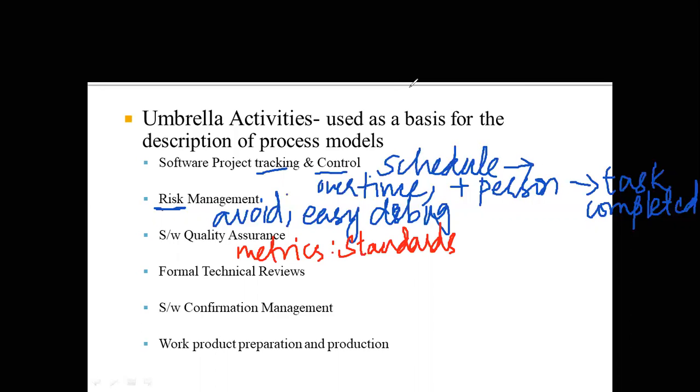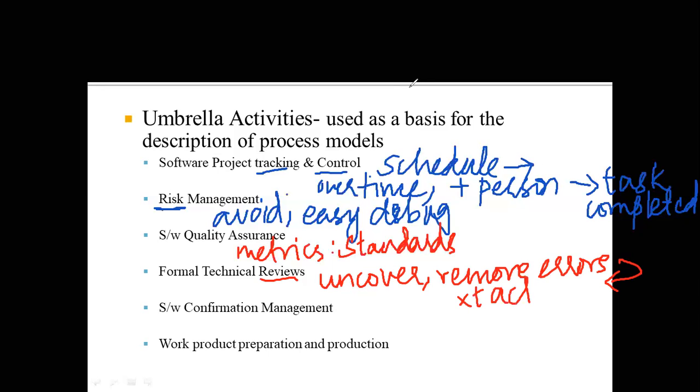Then you've got formal technical reviews. Now in here, by the name itself, reviews means you're going to have different technical persons that are going to help you to uncover and remove errors. You can uncover a few hidden errors, and you can also remove errors before they affect your next action.